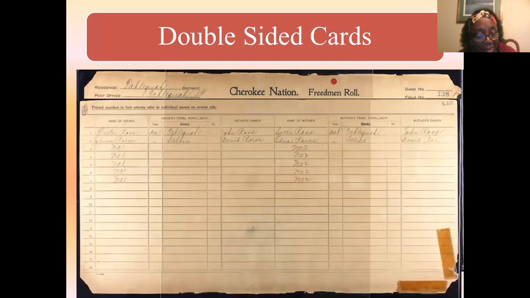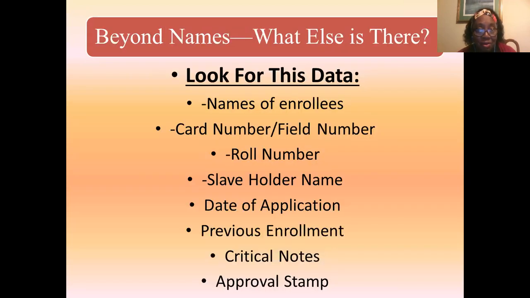So, of course, the information on those first 7 lines on the back side reflects additional data about the people who are on the front side of the card. But what else is there to find? There's a lot. The names, of course, the card number or the field number, the roll number of an individual, the slaveholder's name, the date of the application.